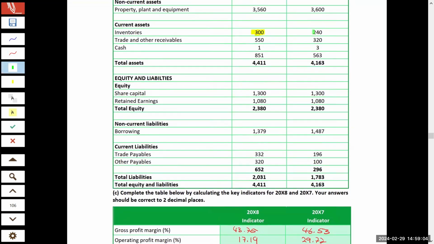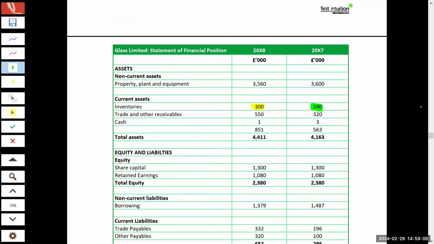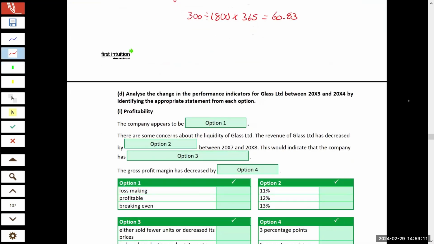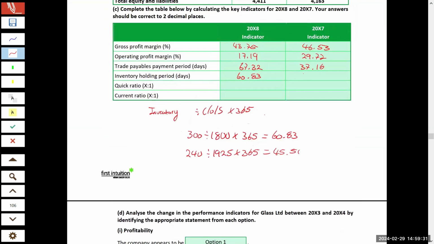The second year, exact same thing, 240 for inventories, 1,925 for cost of sales. So inventory divided by cost of sales times by 365. I'm stuck on repeat at this point. Keep saying the same things over and over, don't we? 45.51.